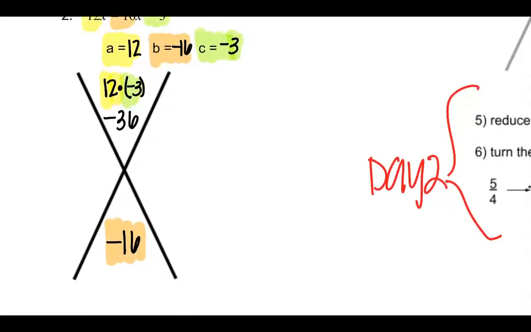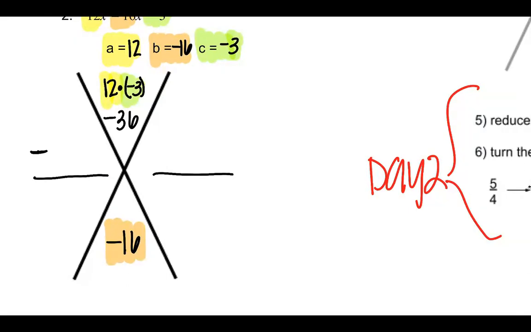So now I've set up my puzzle. I'm trying to find two numbers that multiply to negative 36, but also add to get negative 16. Since it's a negative, I know I'm going to have negatives in my numbers, but if I have two negatives and I multiply them, it's going to be a positive. So I know that one of my numbers has to be negative and one has to be positive in order for this all to work out.